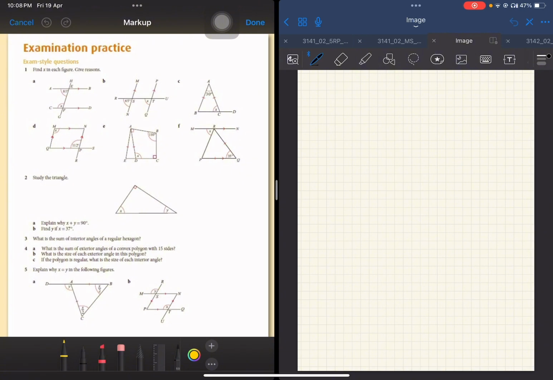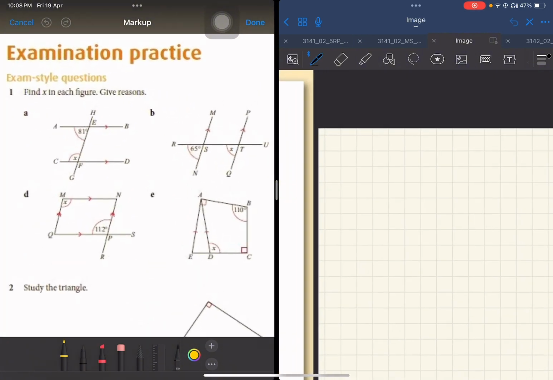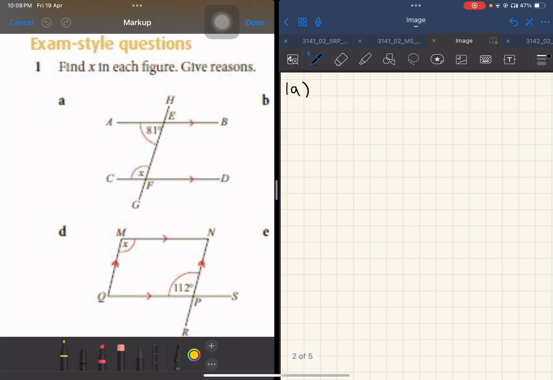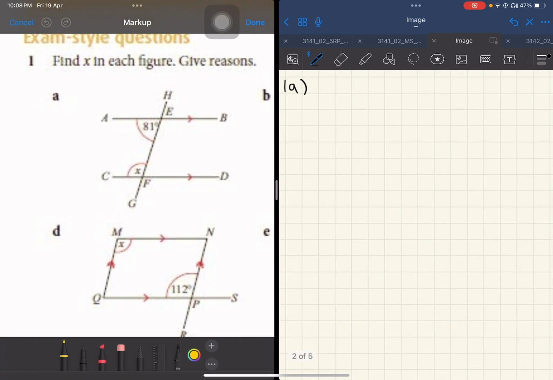Okay, so let's talk about question 1. Find x in each figure and give reasons. So let's look at 1a. For 1a, it's quite obvious because you can see a C shape right here. And if you recall the lessons that we learned in Year 7 for the angles, a C shape is basically a co-interior angle.